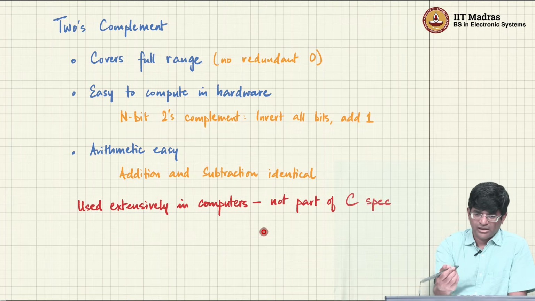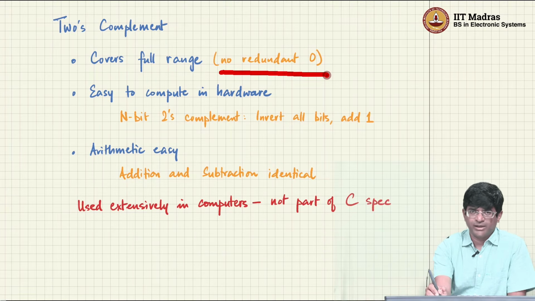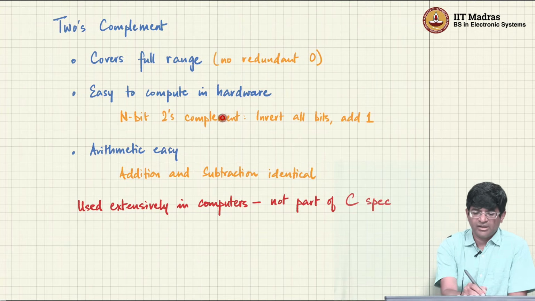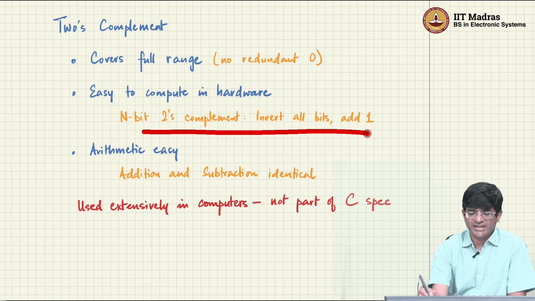Now, there are a few things that happen. One is that there is no redundant zero, so that problem from signed magnitude is at least taken care of. It covers the full range of available numbers. For 8 bits, there are actually 256 different numbers that can be represented. It turns out that in hardware it's easy to compute, right? The algorithm is actually very trivial. It basically says invert all the bits and add 1, right? Once again, right now I'm not going to go deeper into that, but it's something that you would probably need to know in the courses that you are going forward with.